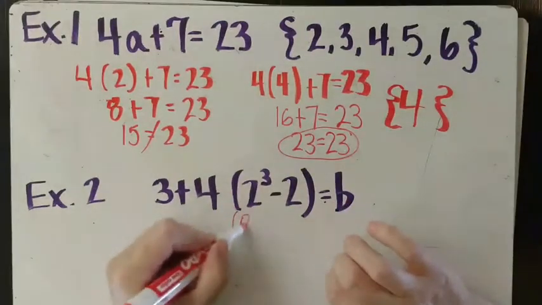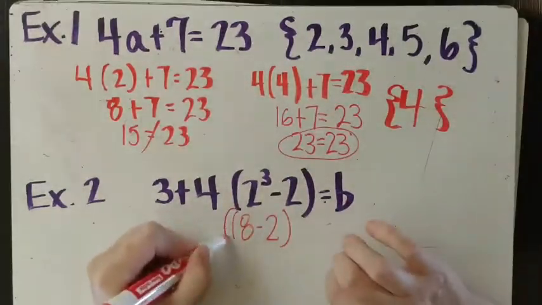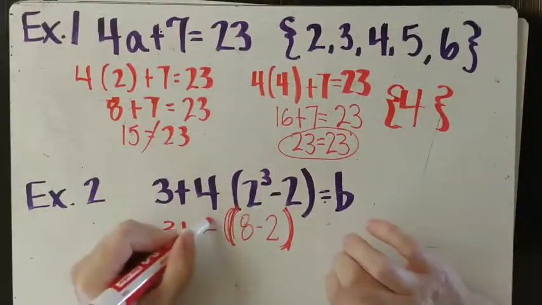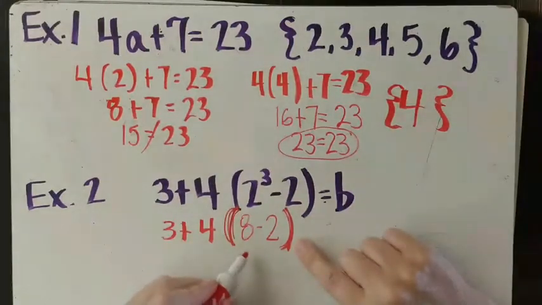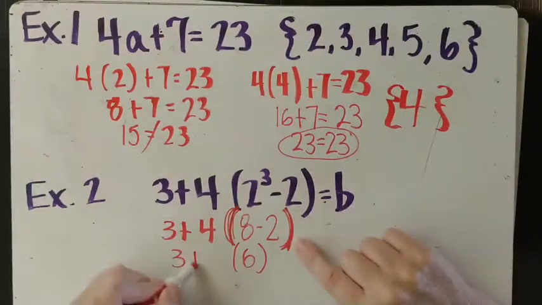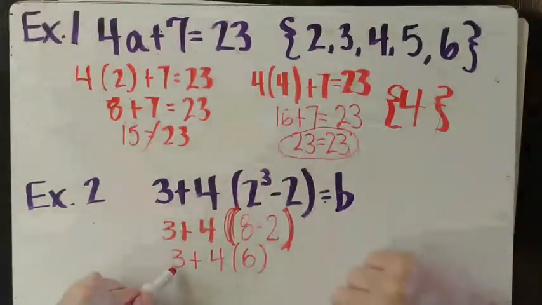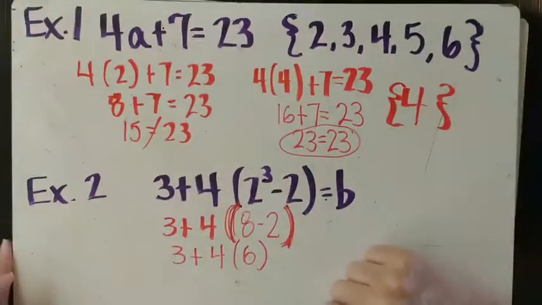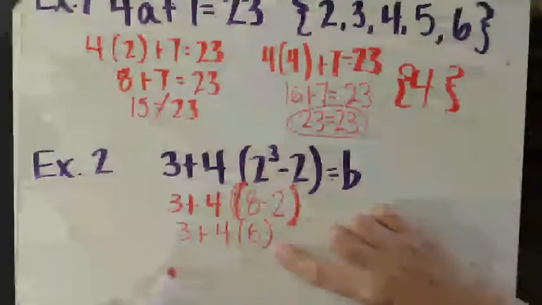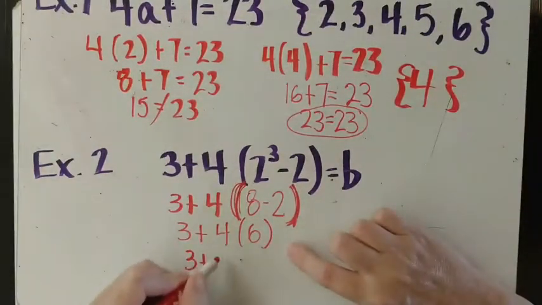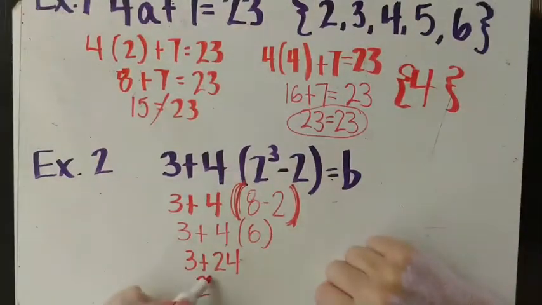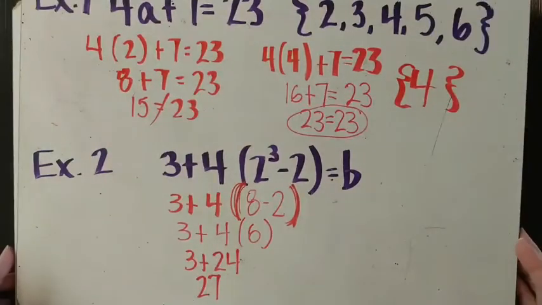So this simplifies to 8 minus 2. Bring the rest down. Continue simplifying inside your parentheses, and we have 6. And right here, it would be easy to add 3 and 4 and then multiply by 6, but you would be out of order if you did that. We have to multiply first. So 3 plus 24, and then simplifying your last step, and you would have 27.